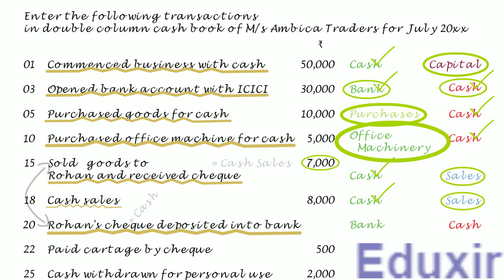As in this transaction, the cash is deposited into the bank, both cash and bank accounts are involved. So we should post both of them into the cash book. Let us first post the cash account and then we will come back and post the bank account.